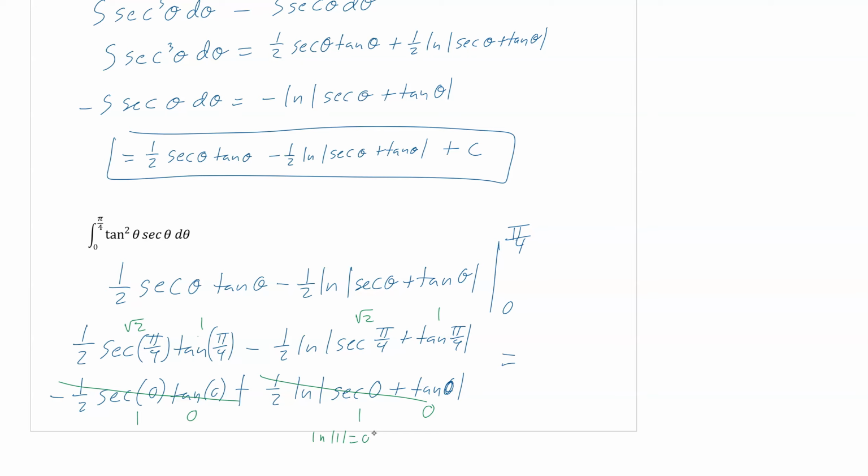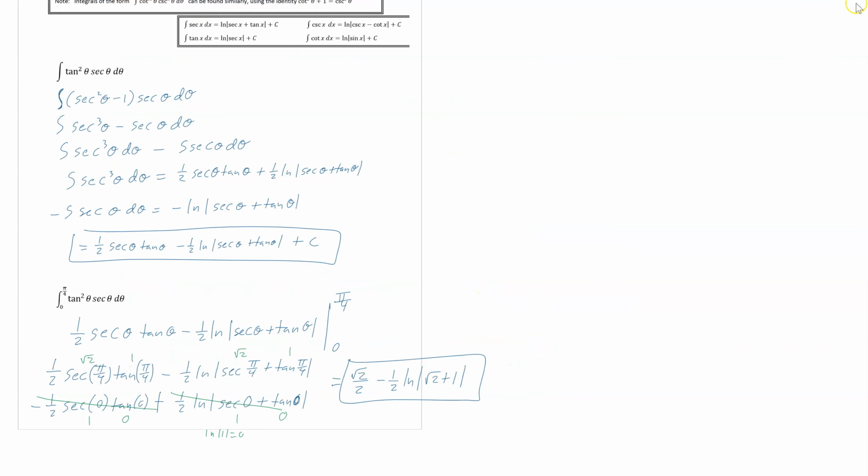So this equals together, and by the way, that should have been a plus here, not that it mattered in this problem, but 1/2 rad 2, so that would be rad 2 over 2, minus 1/2 a natural log of rad 2 plus 1. And then now all we have to do is plug this in our calculator, and they match. There you have it.